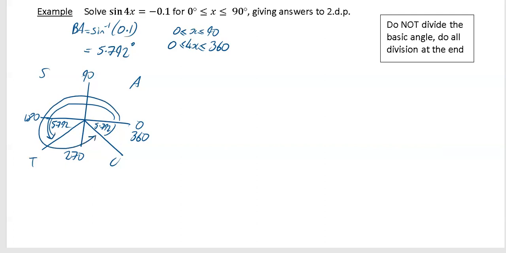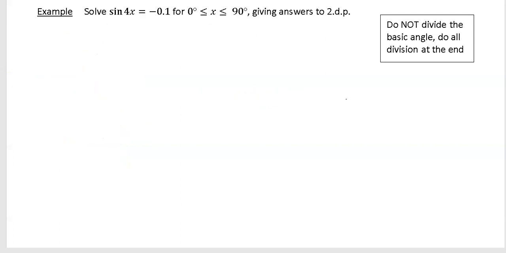So, and this is important, my angle was 4x. 4x then is equal to 185.792 degrees. And 4x is also equal to 354.